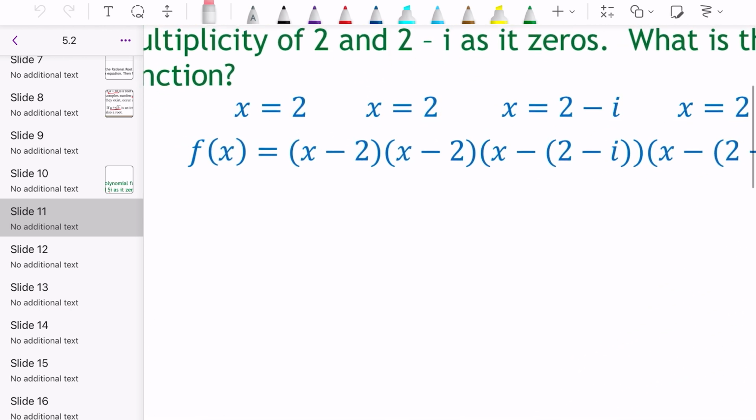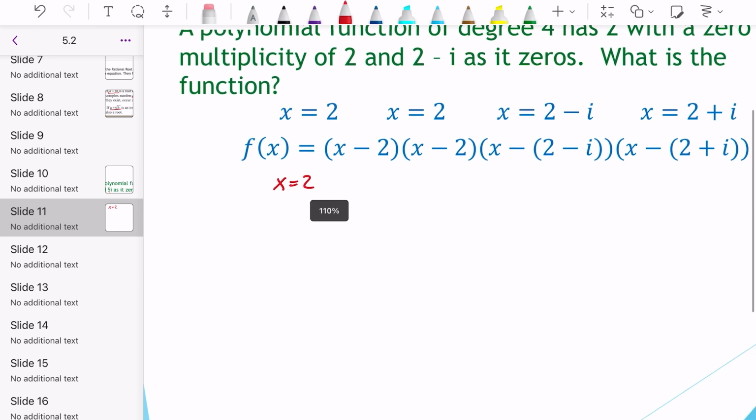So from x equals 2, we're going to subtract 2 from both sides. We have x minus 2 would equal 0. And this would be our factor, x minus 2. Keep in mind, because this occurs twice, you would do the same thing. x minus 2.